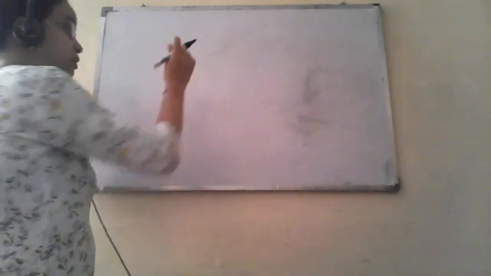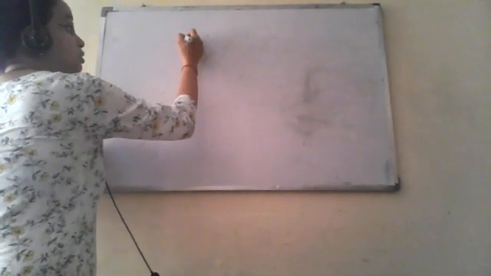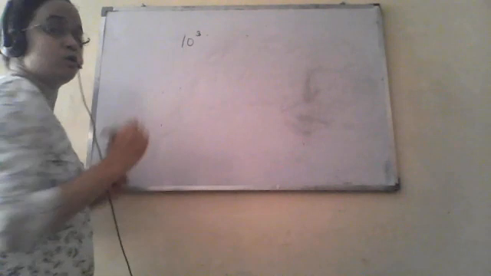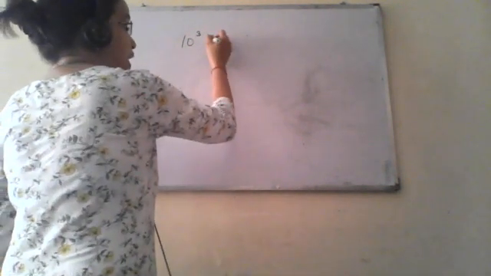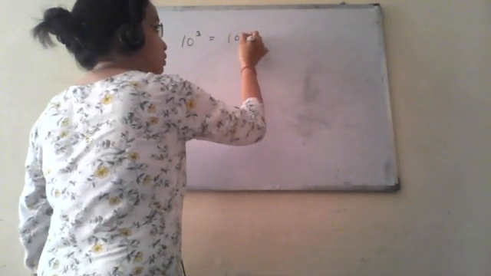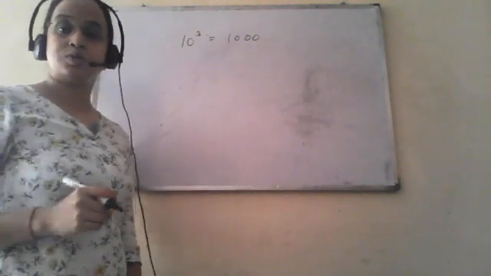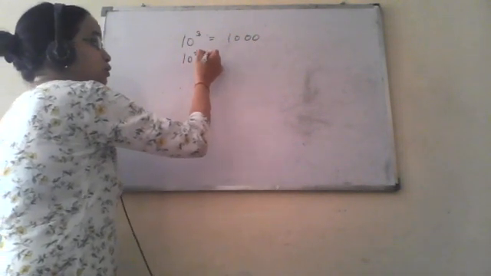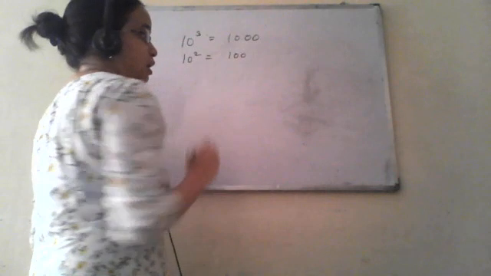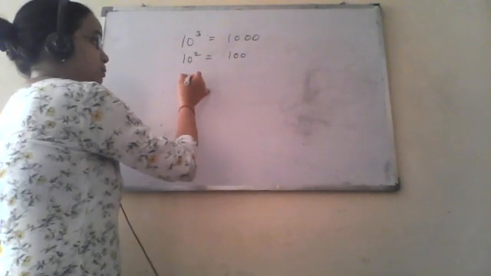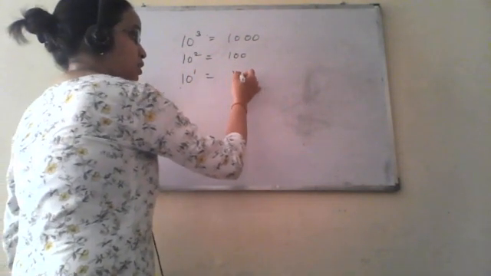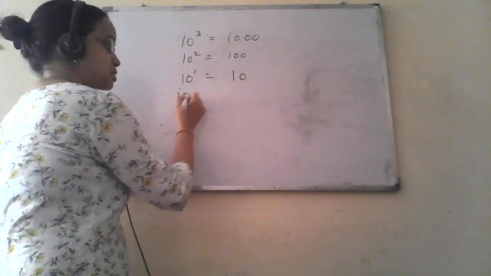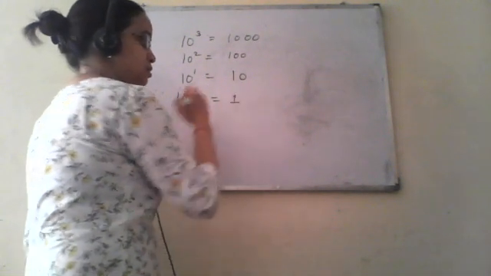Now look at this pattern. We are writing 10 to the power 3. That means 1000. 10 to the power 2, that means 100. 10 to the power 1, that means 10. 10 to the power 0, that is 1.